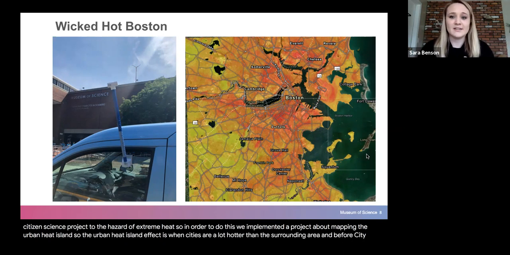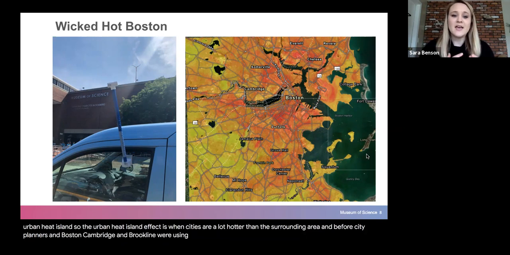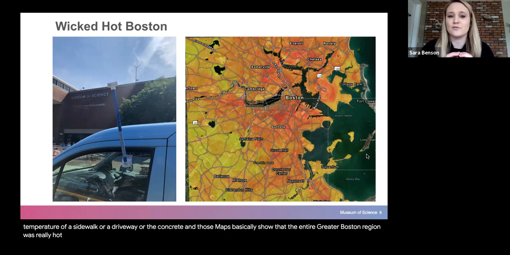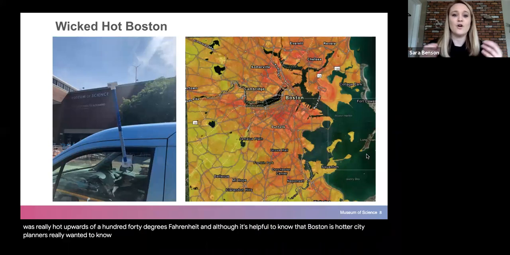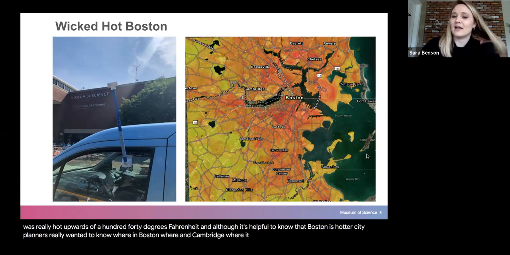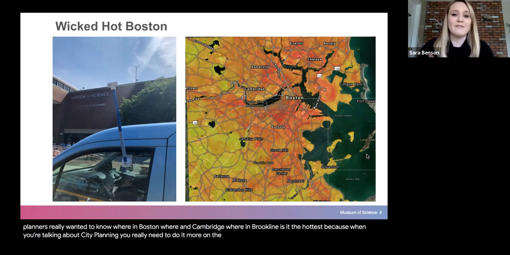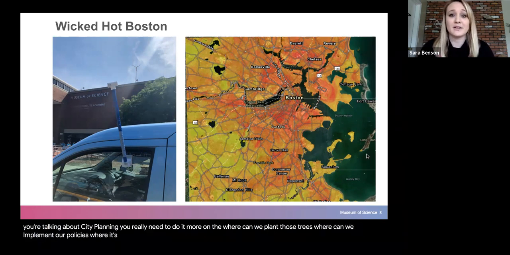Before, city planners in Boston, Cambridge, and Brookline were using heat maps that were generated from satellite pictures and giving surface temperatures. So the temperature of a sidewalk or a driveway or the concrete. Those maps basically show that the entire greater Boston region was really hot, upwards of 140 degrees Fahrenheit. Although it's helpful to know that Boston is hotter, city planners really wanted to know where in Boston, where in Cambridge, where in Brookline is it the hottest? Because when you're talking about city planning, you really need to do it more on the neighborhood level. Where are you going to start? Where can we plant those trees? Where can we implement our policies where it's going to matter the most?